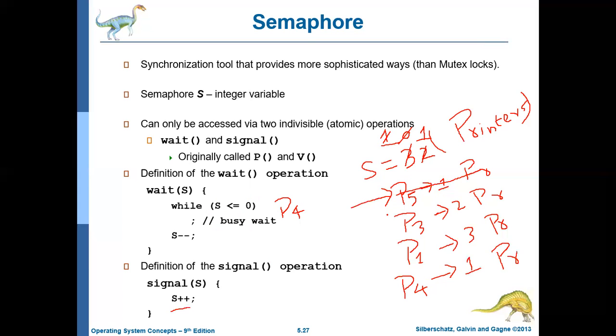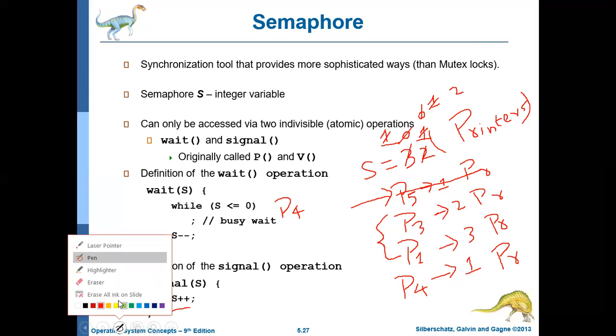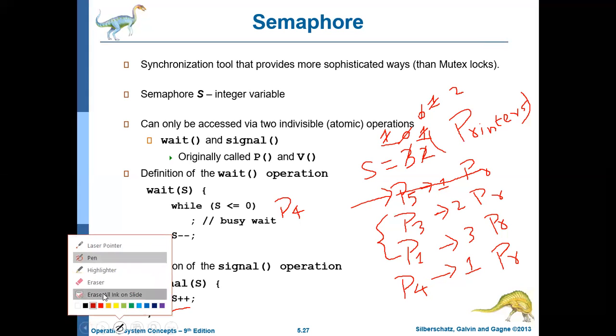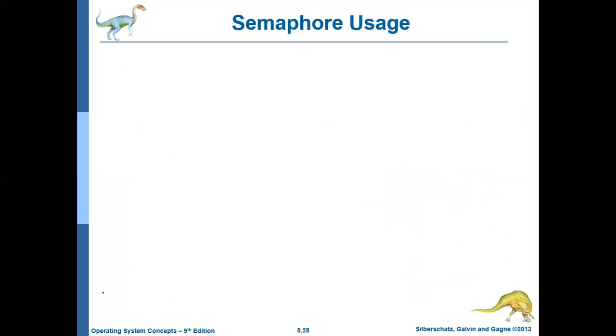Meanwhile, if P3 and P1 also release the printer, then since P4 already made it 0, S will become 1, and later it will become 2. So this is how a counting semaphore works. Here we basically use two types of instructions: wait and signal. Wait is used to acquire the shared resource, and signal is used to release the shared resource. So this is the overall concept of semaphores.